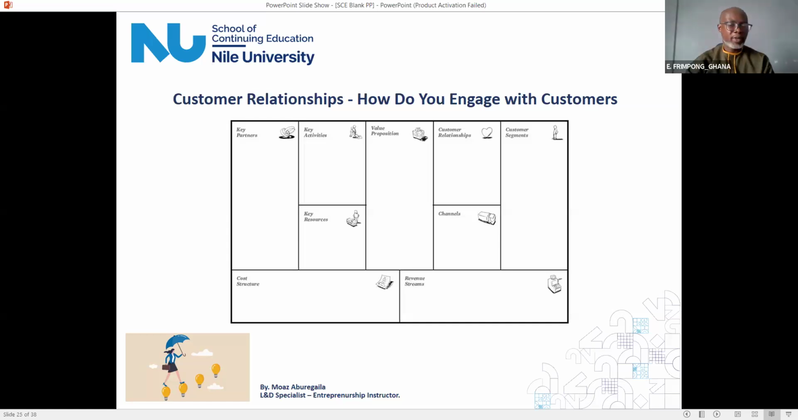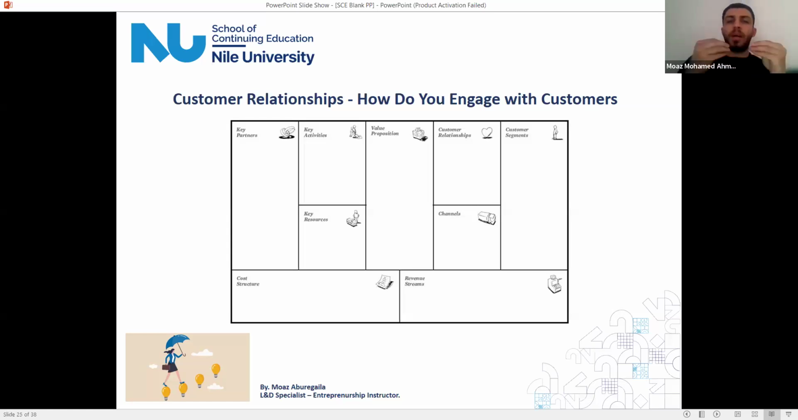Okay, so basically that is working with customers to create a product or service. So it's not you, the owner of the business, thinking that this is what I want to provide, then you go ahead and provide. But then you work with customers to provide a product or service. Yes, as simple as this.